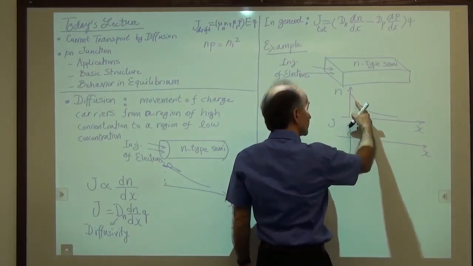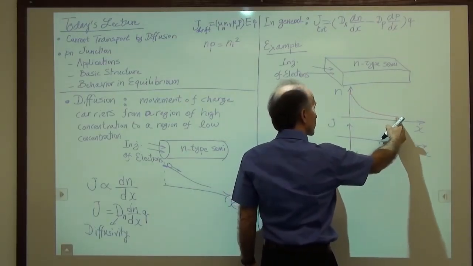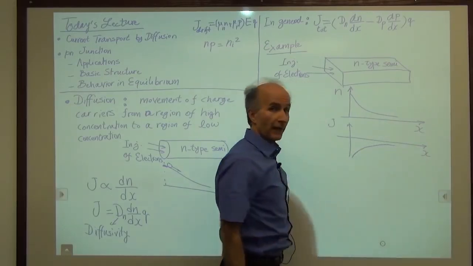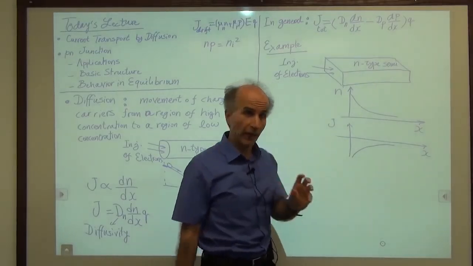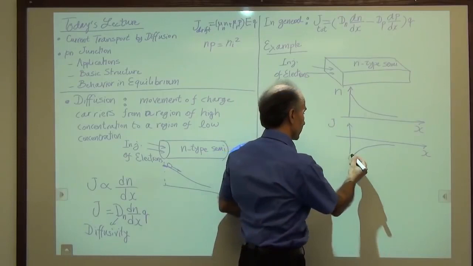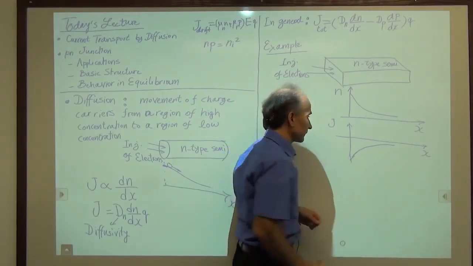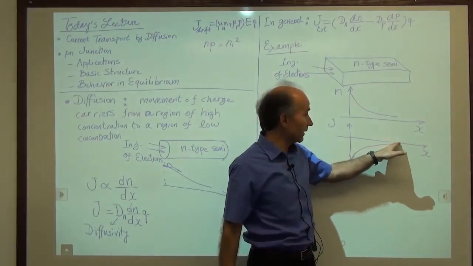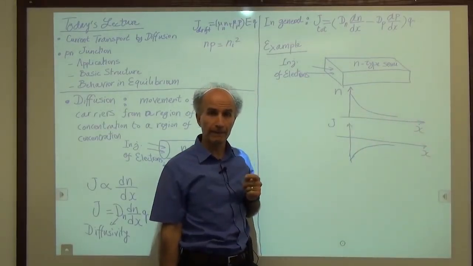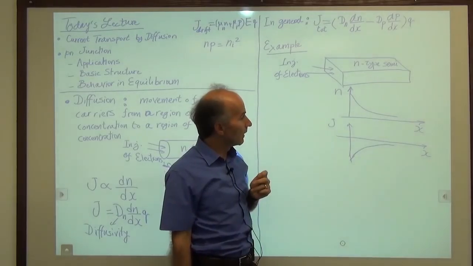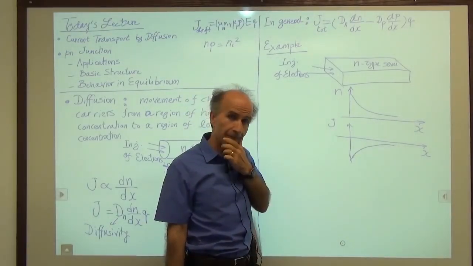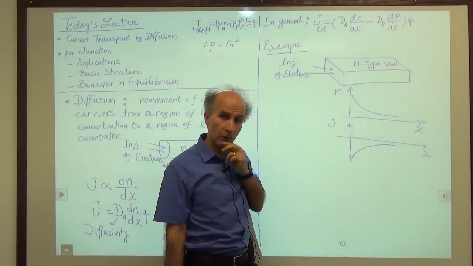So the current goes like this. Here we have a higher slope. Here we have a lower slope. So the current goes like this. We have, in magnitude, in absolute value, a large current at the beginning. So I can even start from here. And then the current decreases as we go farther into the material. Okay, so nothing exciting so far, but this poses an interesting question.